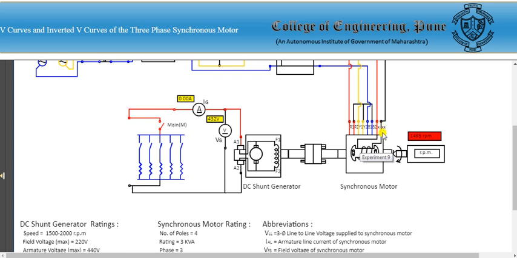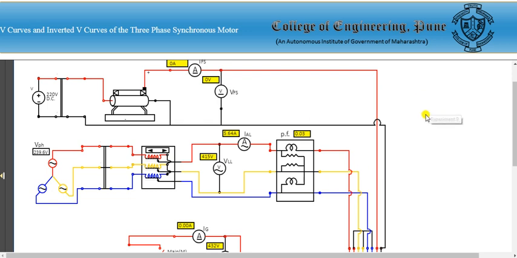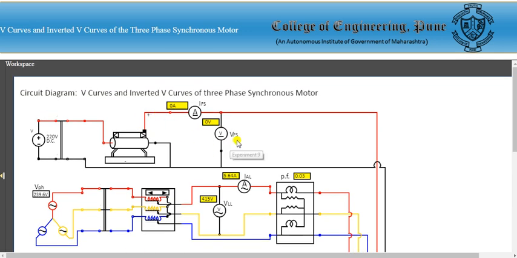See here, two wires are coming out from here, one black and one red. This is the rotor supply, and this is the armature supply, the three-phase armature supply. These two wires are brought out from the motor. These are the rotor field supply. Okay, now connect. Okay, it is connected.